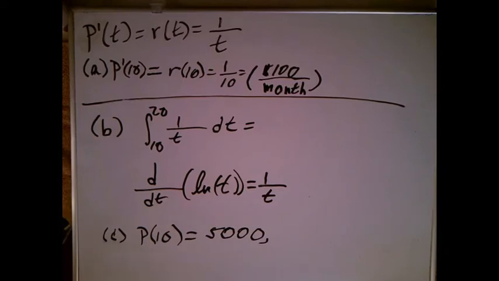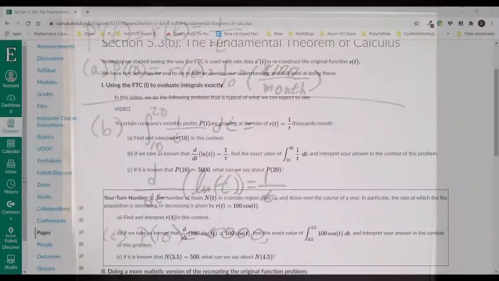Well, that doesn't make any sense. How about $100 per month? That's fine. Remember, that's a derivative. What does that mean? That should mean, for example, that in the 11th month, our profit is $100 more, roughly, than it was in the previous month. That's all that means.